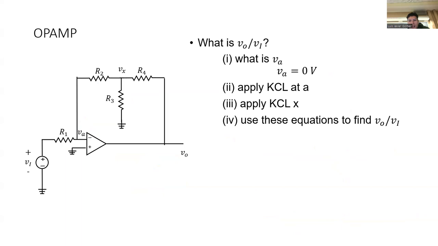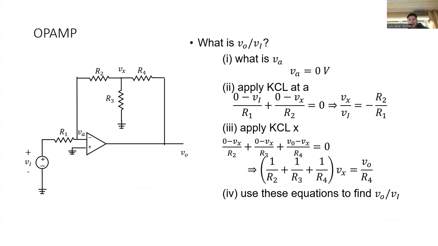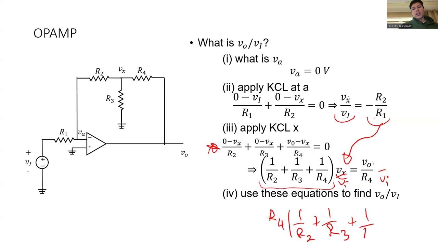So here we apply KCL. So from KCL, you can get that Vx over Vn is equal to negative R2 over R1. I guess I solved it differently, but that's what you get. And then from this equation, you get that Vx times the parallel sum of 1 over R is equal to the V out over R4. And then what you can do is basically divide both sides by Vn and then plug this in for Vx over Vn. And then you're done. So basically you have that R4 times (1 over R2 plus 1 over R3 plus 1 over R4) times negative R2 over R1 equals V out over Vn.